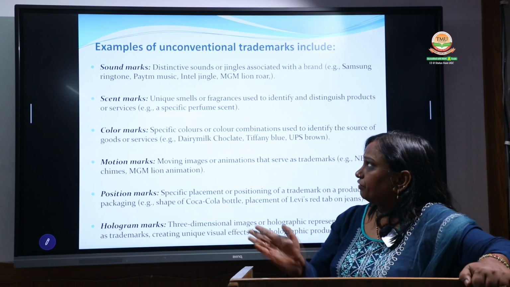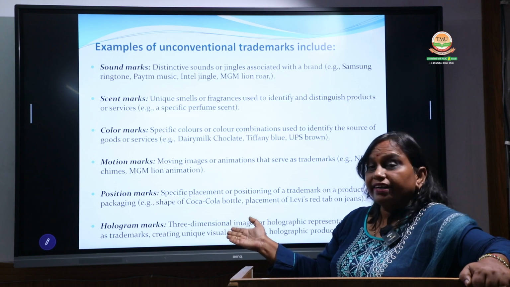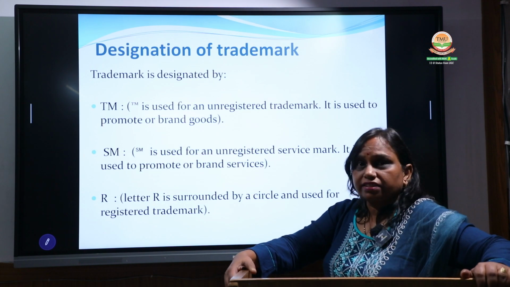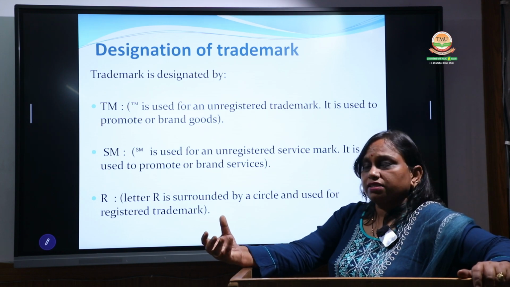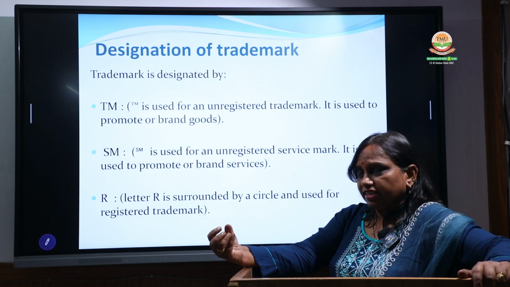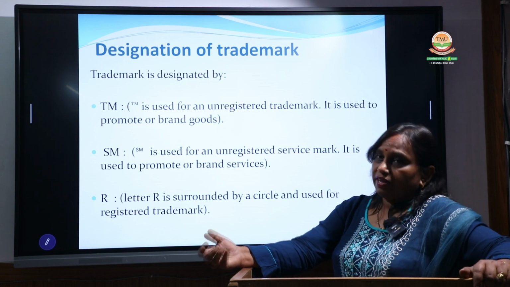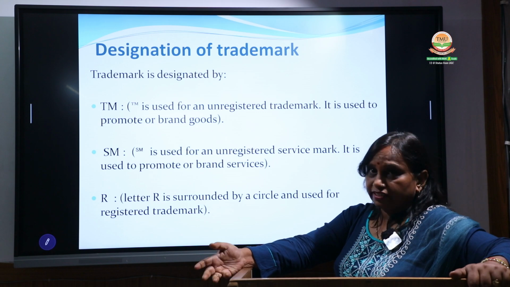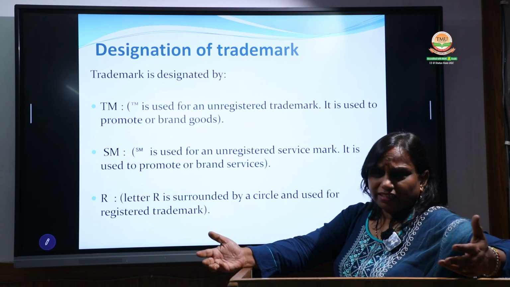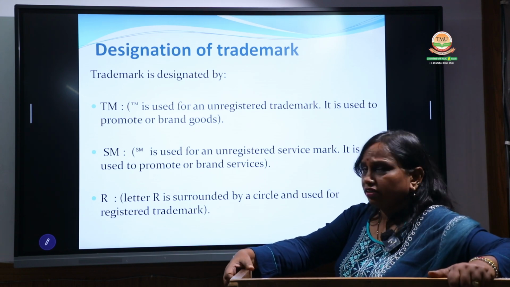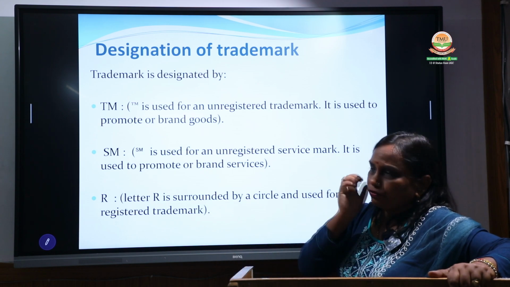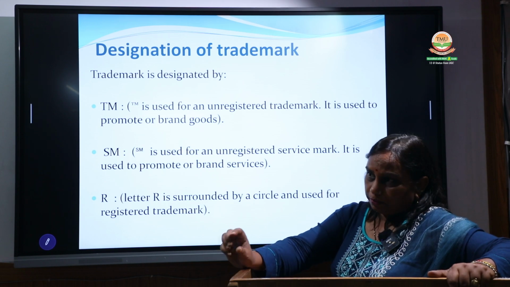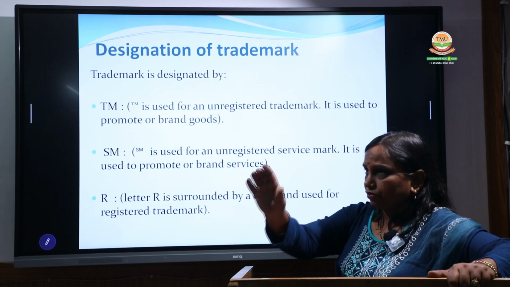So friends, these are the various types of unconventional trademark. Now, the designation of trademark. Here, there are certain kinds of marks, or designations, by which we can understand whether a particular mark is registered or not registered, or we can interpret some other meaning of that particular designation. Like if you find this particular TM written near the trademark of a particular good.